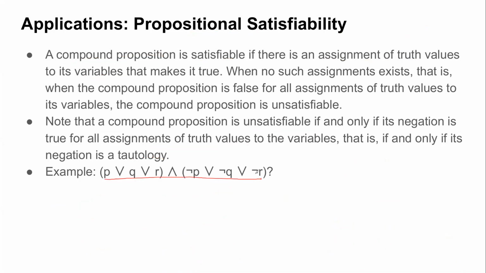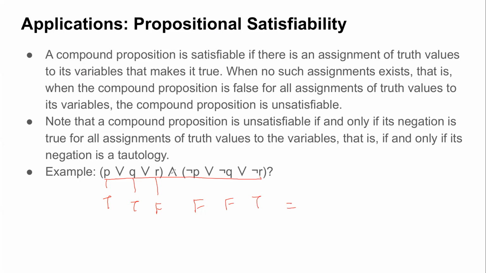Tell me something about this example. Is it satisfiable or unsatisfiable? For satisfiable, any one assignment will work. If there is any one assignment of the values P, Q, and R for which this is true, it is said to be satisfiable. So suppose I give it the values true, true, false, which means this becomes false, false, true. Is it true? No.